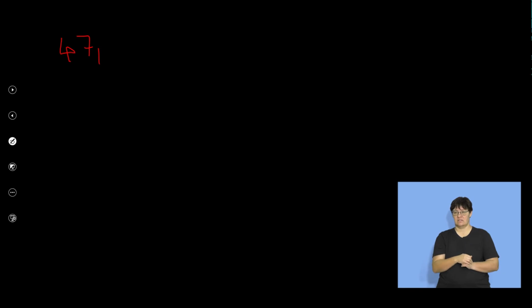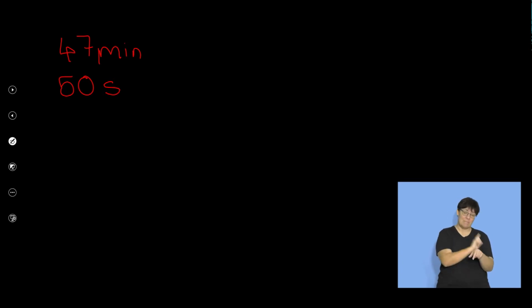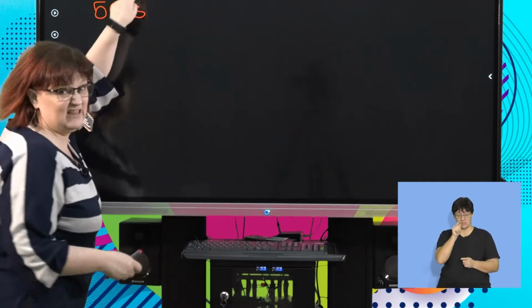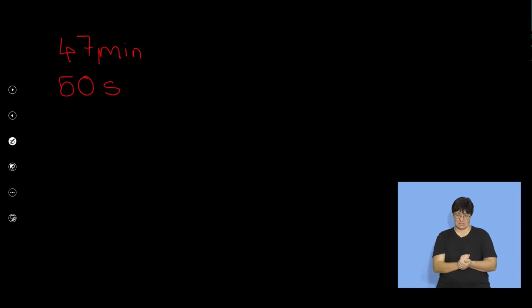47 minutes and 50 seconds. Now, the first thing is I can't work with minutes and seconds. I need it to only be minutes, or only be seconds. I could work this out in kilometers per minute, but speed needs to be meters per second, because my unit for distance is meters and my unit for time is seconds. So I need to convert this into seconds.